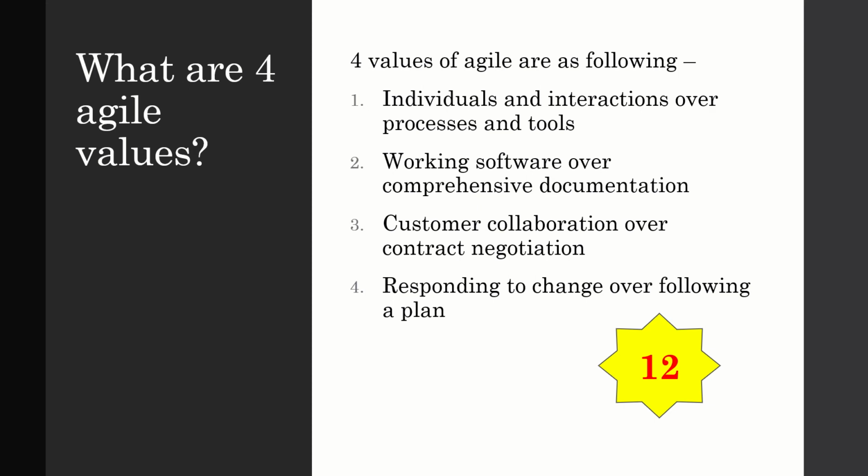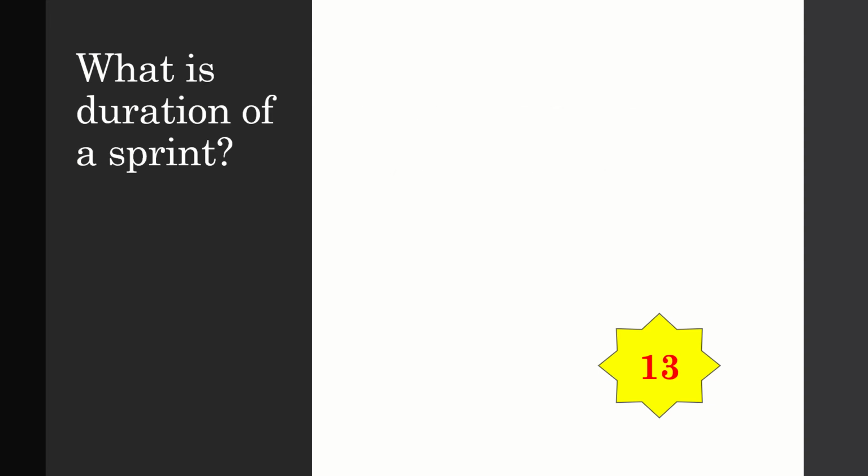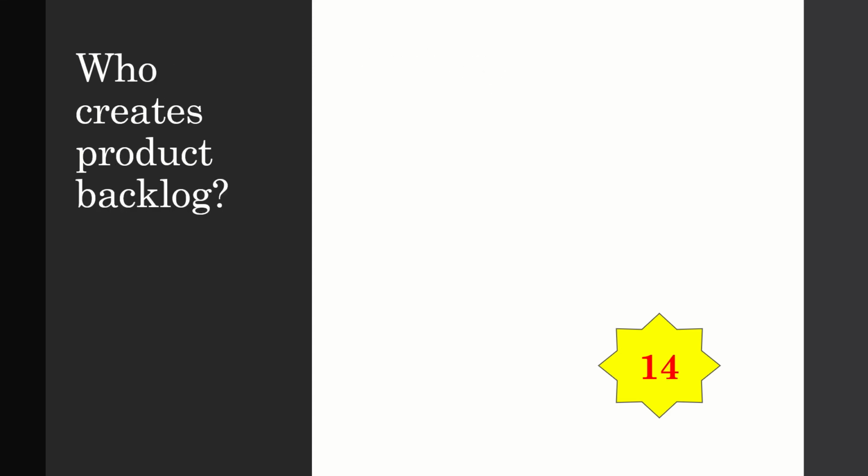Responding to change over following a plan. So rather than sticking to a plan, let's welcome the change. So this is the most important value of agile, that we welcome the change. What is duration of a sprint? 1 week to 4 weeks. Who creates product backlog? Product owner creates product backlog.